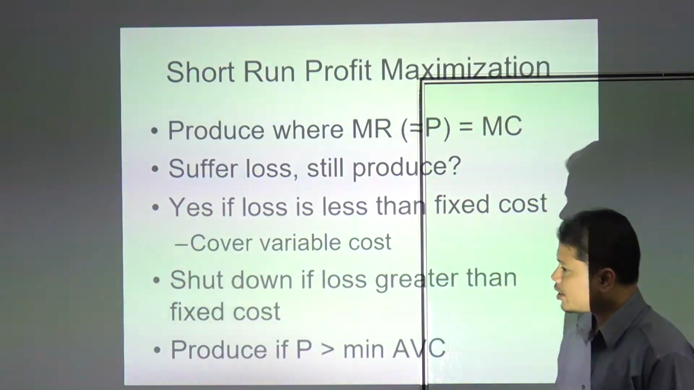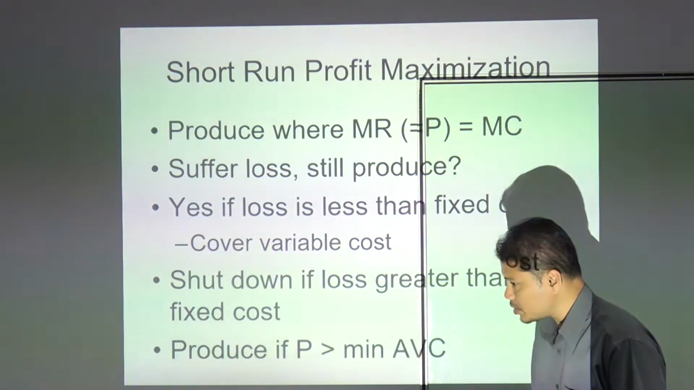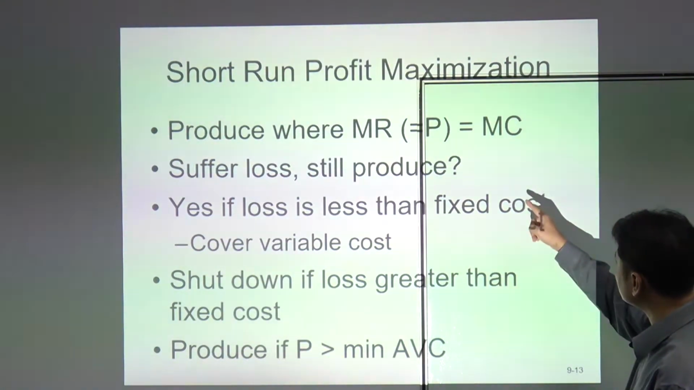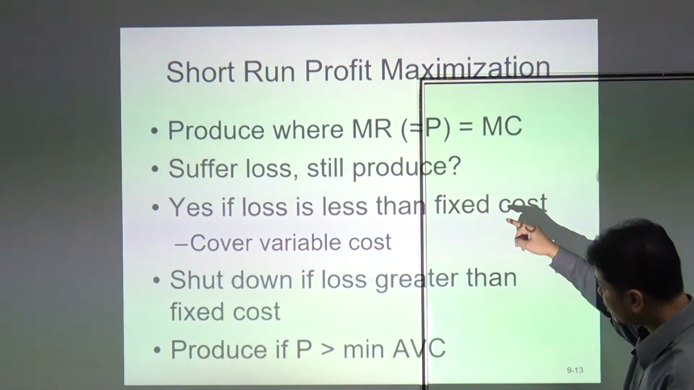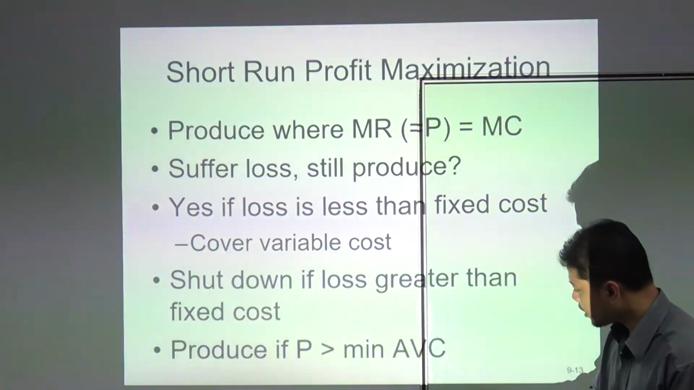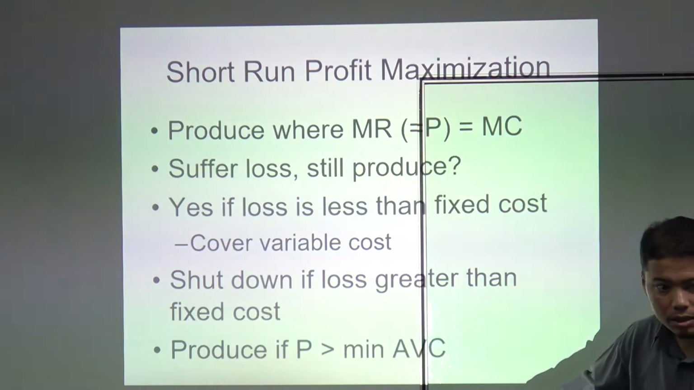First step, find MR equal MC. Find MR equal MC in the diagram here. If you can see MR equal MC, and then you trace it down, then you will see that the firm should produce at 6 units.